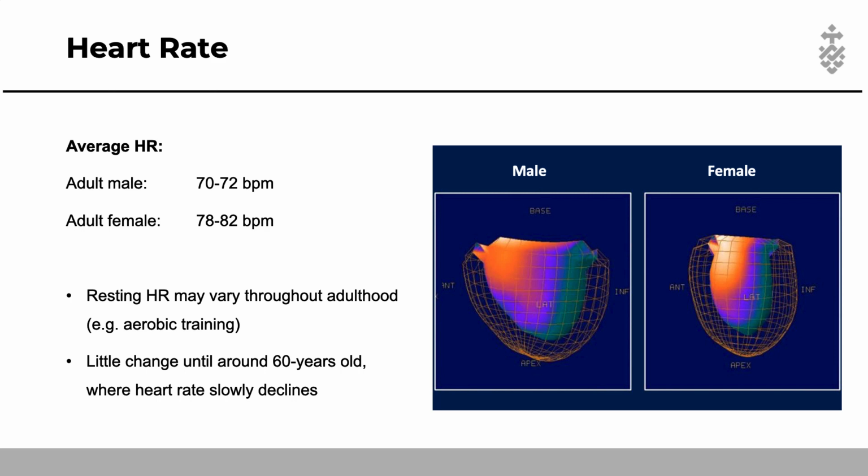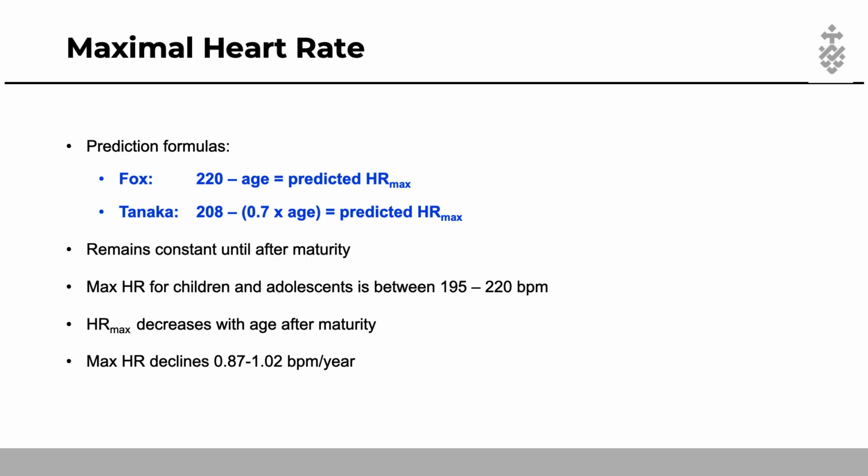The heart rate, or the resting heart rate of an older adult, functions almost in exactly the same way as a younger heart, except the heart rate actually slightly lowers during rest, and this slight decline occurs at around 60 years old. Now, during exercise, an older person's heart rate doesn't increase as much as a younger person's, and this is known as the maximal heart rate.